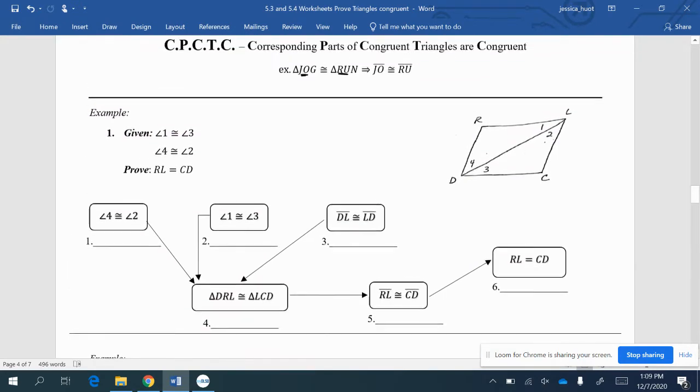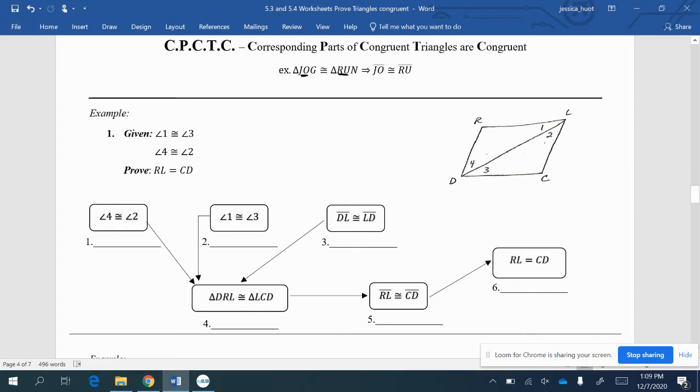Looking at this first proof, we are given that angle 1 is congruent to angle 3. So again, in your picture, go ahead and label that to be true. And then angle 4 is congruent to angle 2. So I'm going to label that with 2 arcs. Angle 4 congruent to angle 2. We have to prove that RL is congruent to CD.